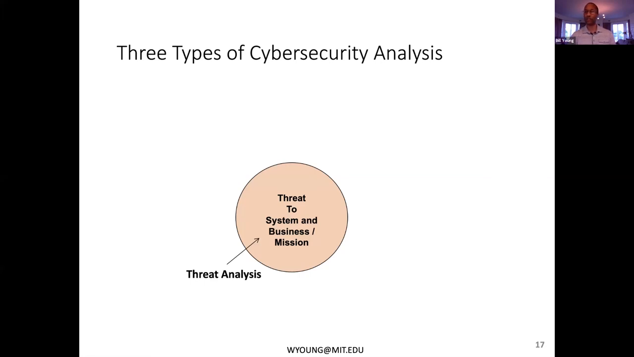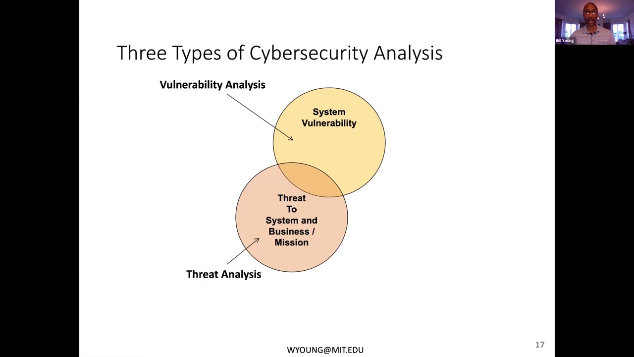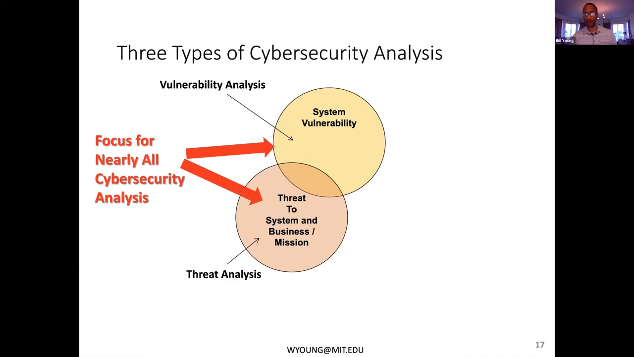There's the threat analysis, which focuses on threats to the system business mission. Then we've got vulnerability analysis. And what's interesting is that typically threat analysis tends to be the thing that we spend the most effort on, and then we spend some effort on vulnerability analysis. But what's really important here is that despite the presence of vulnerabilities, not all of them can be accessed by a particular threat. So all of these threat cases out here that can't access a particular vulnerability are limited in their value to support good engineering.